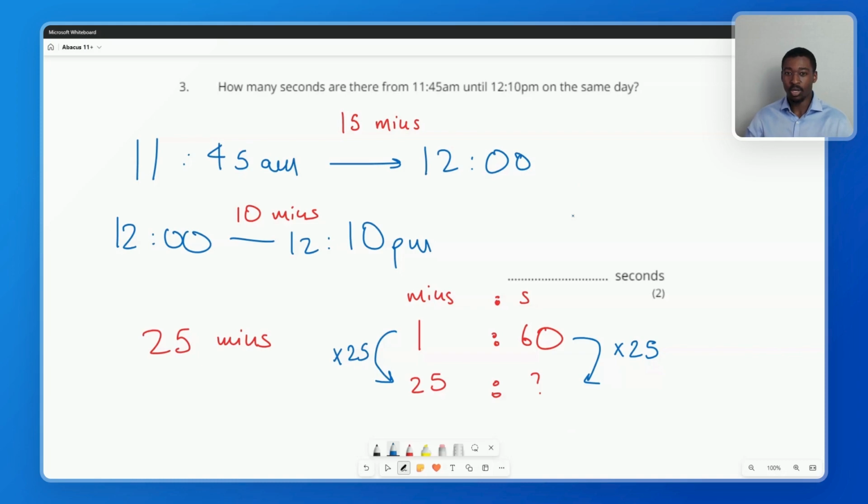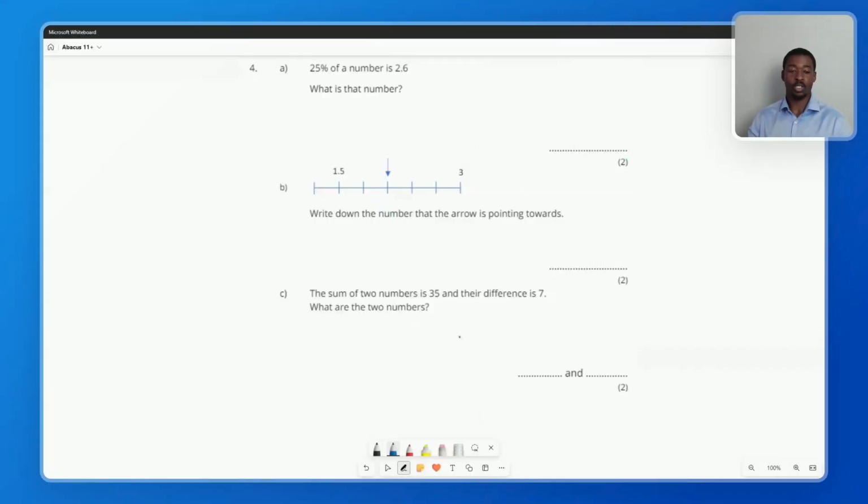Well, we know 2 times 25 is 50. But then 6 times 25 is simply 3 lots of 2 times 25. So 50, 50, 50, which of course is going to be 150. 50, 100, 150. So if 6 times 25 is 150, then 60 times 25 is 150, add another 0. So 1,500 seconds. Okay, so for this question, we're told 25% of a number is 2.6.